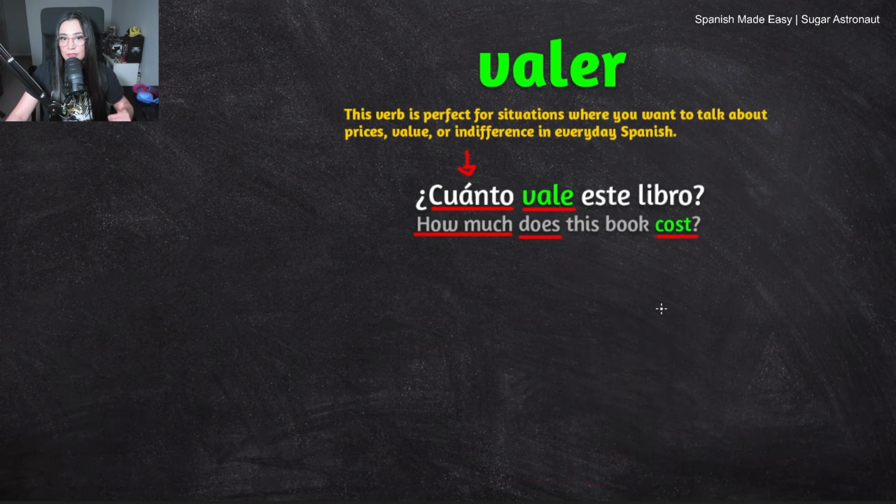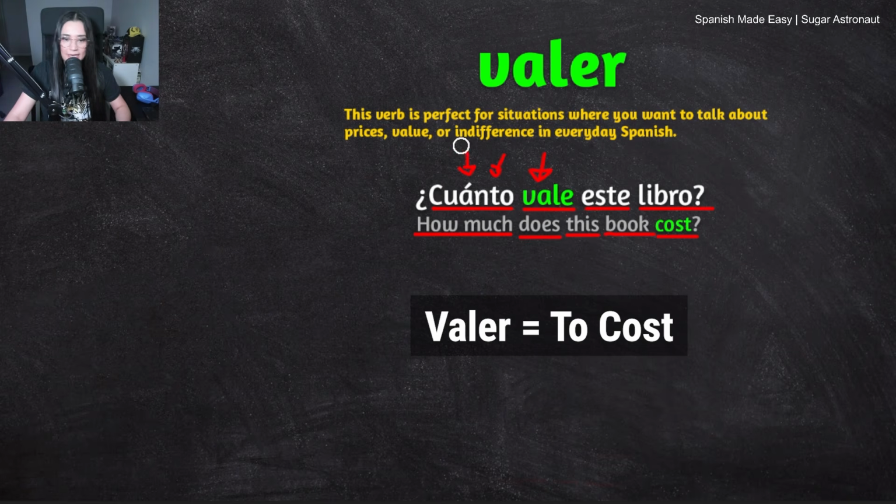In Spanish, we don't have do you or does he or does it. So we usually have a question word and right after a verb, conjugated, of course. Then we have este. Este means this. Libro. Libro means book. ¿Cuánto vale este libro? How much does this book cost? Excellent. So in this situation, again, valer means to cost.